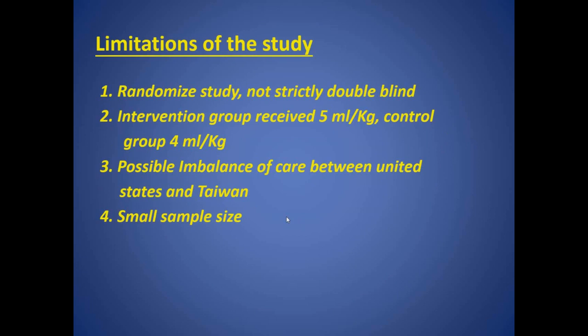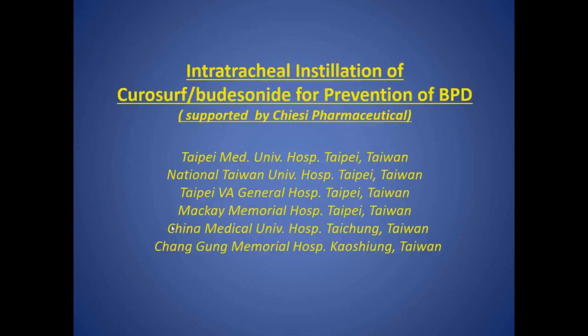Now, there are certain limitations of this study. One is that this is randomized, not strictly double-blind. Second, the intervention group received 5 ml per kilo. The control group received 4 ml per kilo. This is about 100 milligrams per kilo of surfactant, and this was 1 cc of normal saline, 5 cc. The amount is a little bit different. And also, this study was done in Taiwan as well as in Chicago. There's perhaps some imbalance of the population. And the sample size, of course, is small.